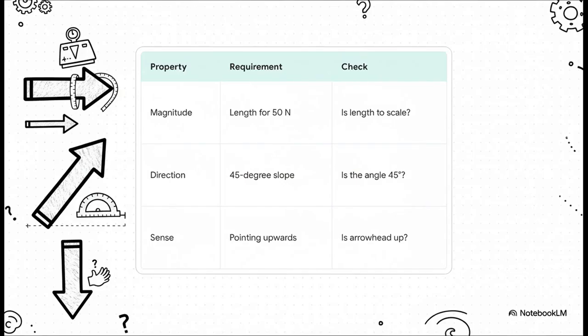So to figure this out, you can't just eyeball it. You've got to go through a checklist, one property at a time. First up, magnitude. Is the arrow's length actually proportional to 50 newtons? We'd need a scale to be 100% sure, but that's check number one. Second, direction. You might have to get out a protractor for this one. Is that line tilted at exactly 45 degrees? And third, sense. Does the arrowhead actually point upwards along that 45-degree line? If you can say yes to all three, then yep, the diagram is totally accurate.